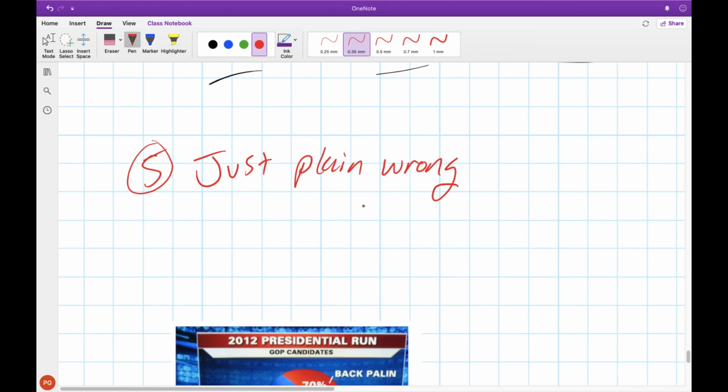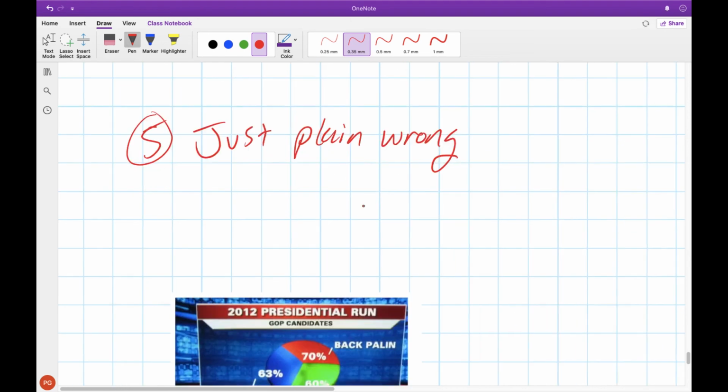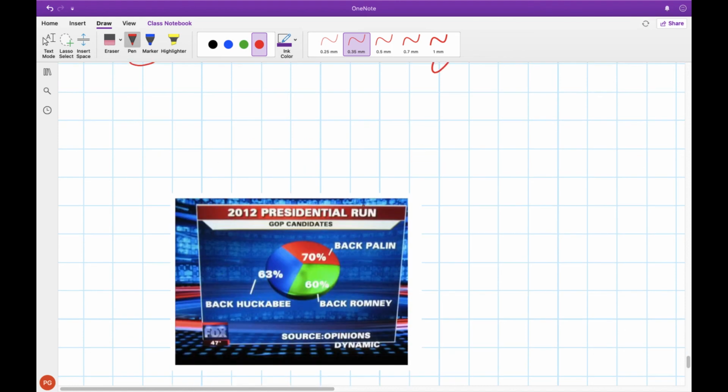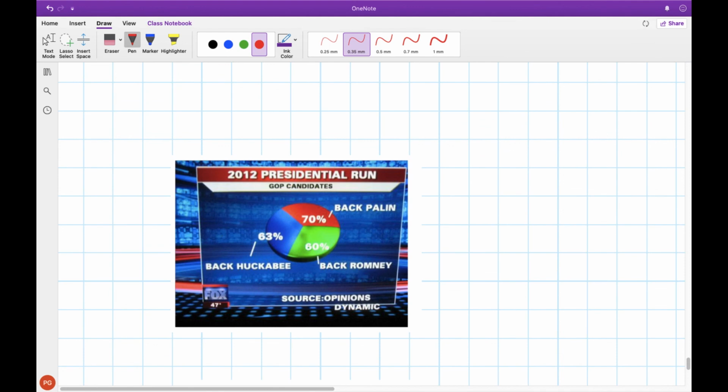Our last category here, I'm going to call just plain wrong. Sometimes people just screw up the way they graph their data, and it's important to be on the lookout for that. For this one here, we've got a pie chart, but these pie charts don't add up to 100%. So somehow people are at the same time supporting different political candidates, which doesn't make any sense. So clearly these numbers are wrong, something's gone wrong here.